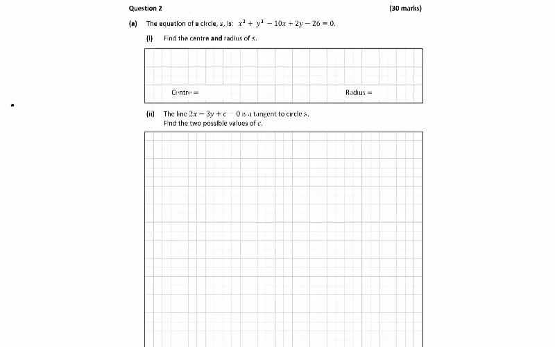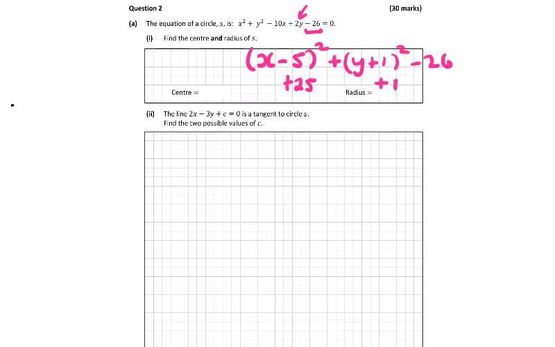Here we have another circle given in the usual format. To find the center and the radius, how do we get x squared and minus 10x? Well, we'd have to have x minus 5 squared, bringing in plus 25 that we don't want. How do we get y squared and 2y? It's going to be y plus 1 squared, bringing in a plus 1 that we don't want. We want minus 26, so we have to take away 26 to balance out the 26 that we don't want, and we have the other minus 26.